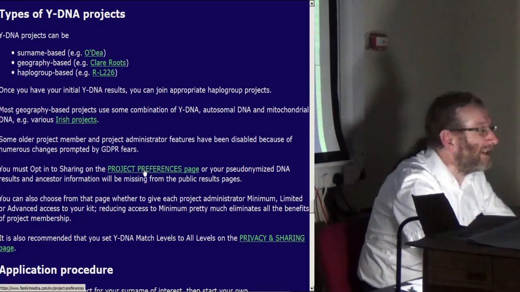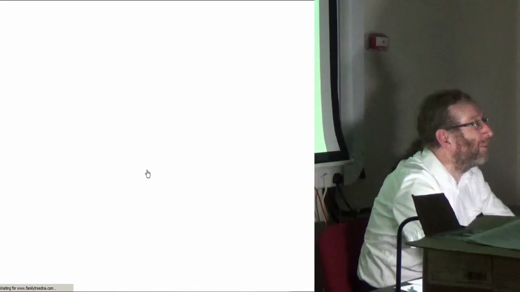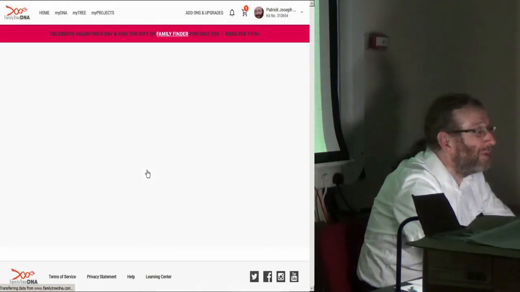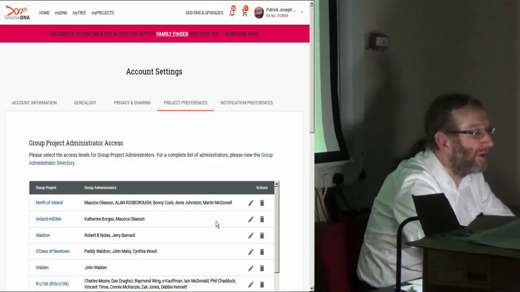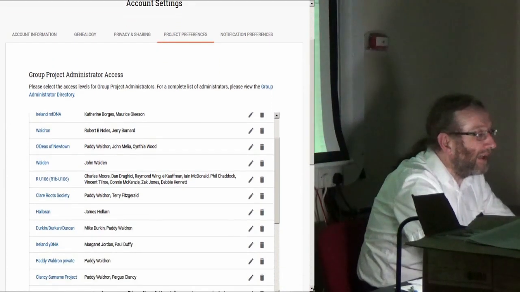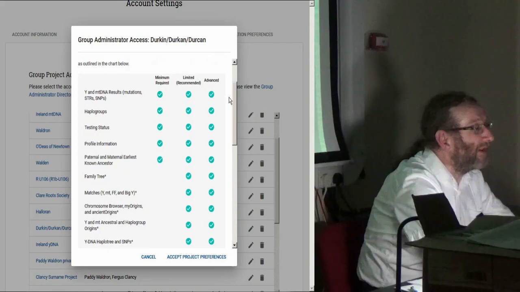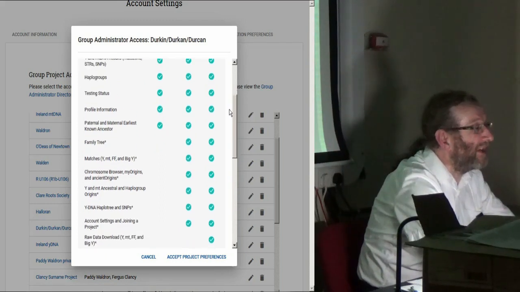There are fears about data protection, and Family Tree DNA has gone through contortions over the last year or so because of GDPR, and a lot of things have got a little bit messed up. So when you join, you must make sure that you go into your project preference pages. There's all the projects that I'm a member of with the lists of administrators. And I can click here to say what sort of access I want to give to the various administrators. It tells you what the different level of access allows the administrator to see.